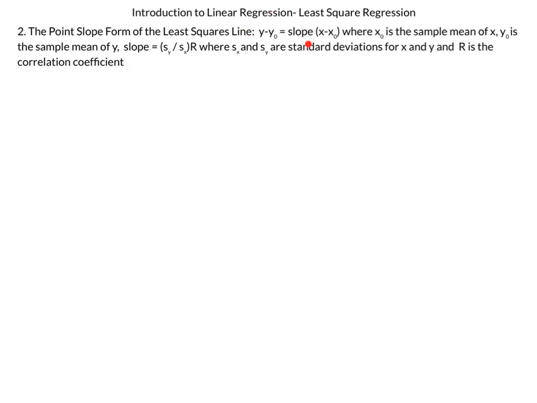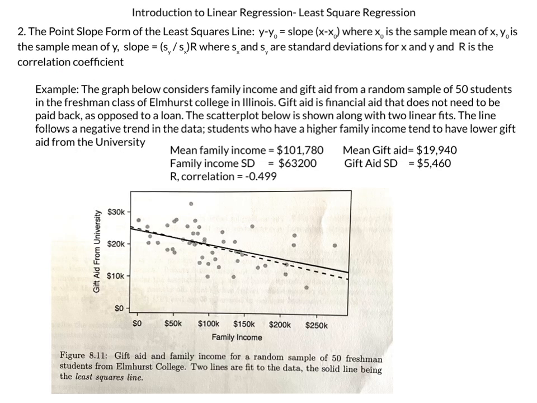Our formula now for the line is going to be y minus y naught equals slope times x minus x naught, where x naught is the sample mean of x and y naught is the sample mean of y, and the slope will be the standard deviation of y divided by the standard deviation of x times r, and r is the correlation coefficient. We'll bring back our last example.